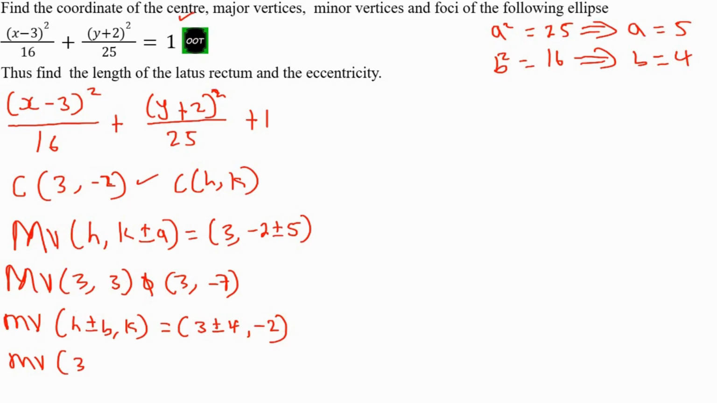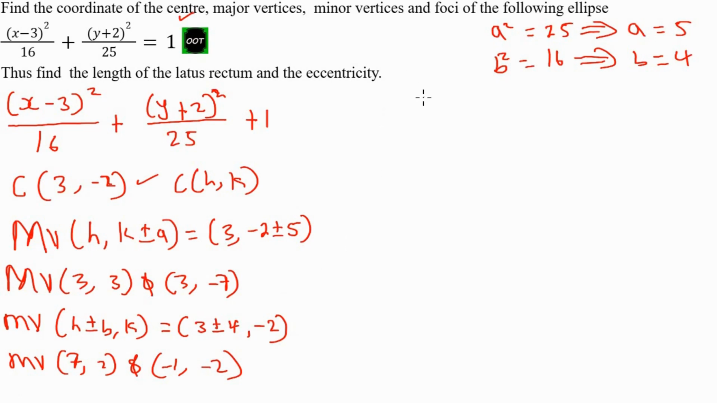So that will be 3 plus 4. That should be 7. When we are trying to expand everything, that will be 7, comma minus 2. And 3 minus 4, that will be minus 1, comma minus 2. So this is the coordinate of the minor vertices as well. So that is that. On to the foci. If you're following, that's how you can easily solve problems on ellipses.